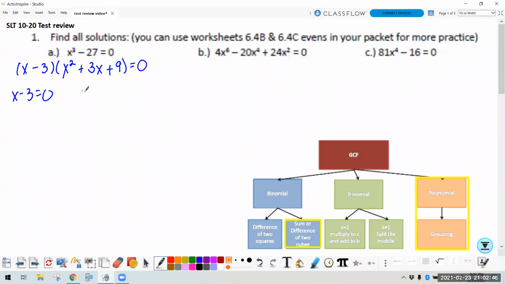Set each factor equal to 0. So we get x equals 3. Now let's try this one. Is there a greatest common factor? No. It's a trinomial with a 1. Is there anything that multiplies to 9 that adds to 3? No. Maybe I can complete the square. Is b even? No. So we've got the quadratic formula.